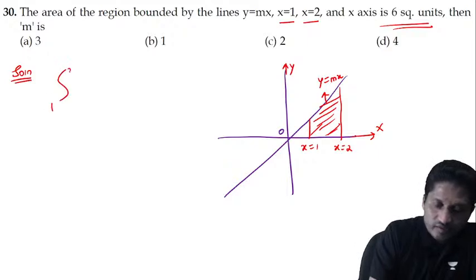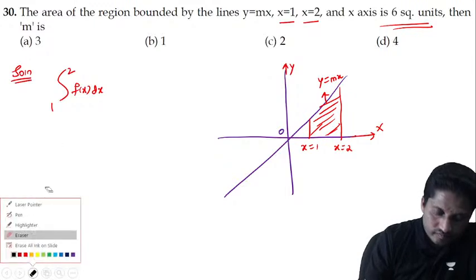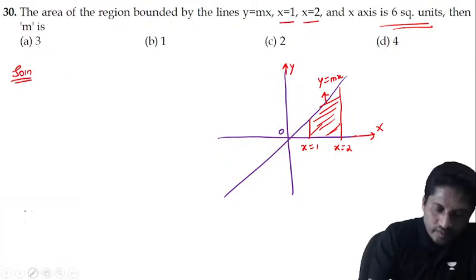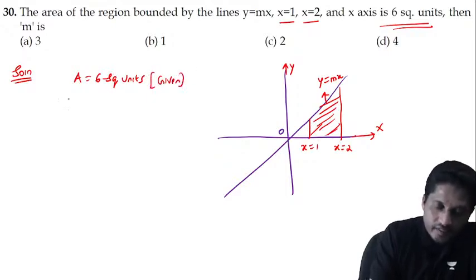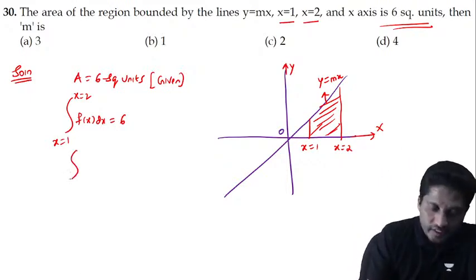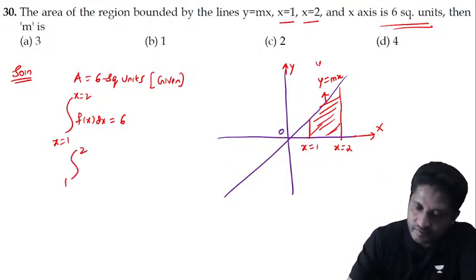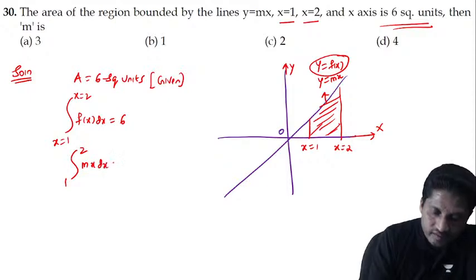So, according to the question, integration from 1 to 2 of f of x dx is equal to 6 square units. Area is equal to 6 square units. Right? This is given. So this means that the integration from x is equal to 1 to x is equal to 2 of function of x dx is equal to 6 square units. I am supposed to find the value of m. This is of the form y is equal to f of x. Obviously the function is mx, so integration from 1 to 2 of mx dx is equal to 6.